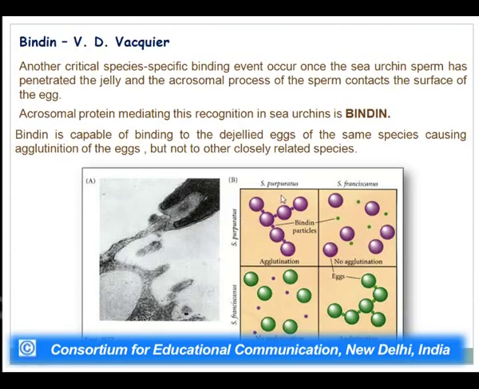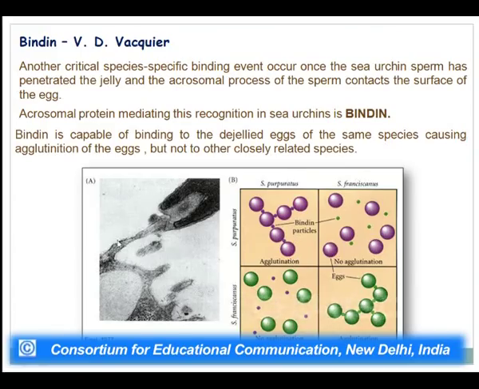What they did was they took two species of sea urchin, and they saw that when they put the bindin particles of the same species, the agglutination or clumping of the eggs occurs. However, bindin molecules from a different species and eggs from the different species cause no clumping of the eggs.